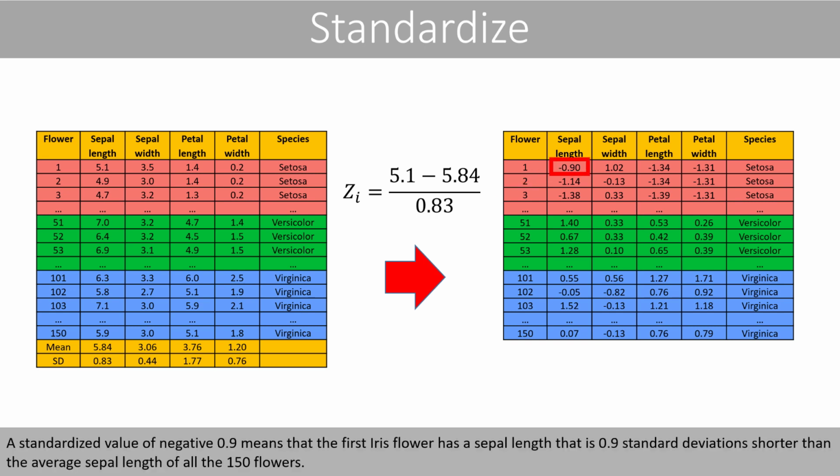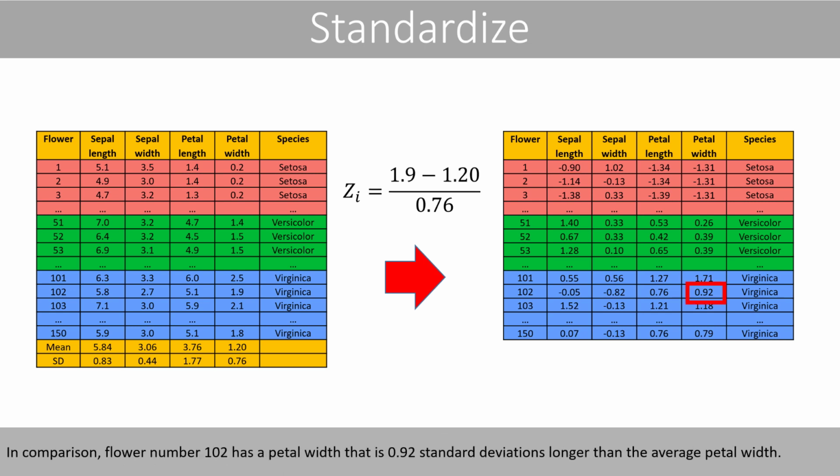A standardized value of negative 0.9 means that the first iris flower has a sepal length that is 0.9 standard deviations shorter than the average sepal length of all the 150 flowers. In comparison, flower number 102 has a petal width that is 0.92 standard deviations longer than the average petal width.